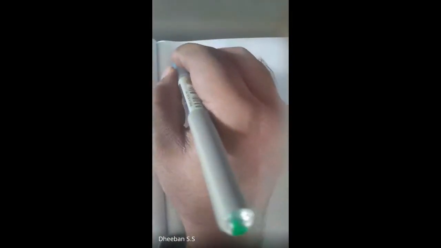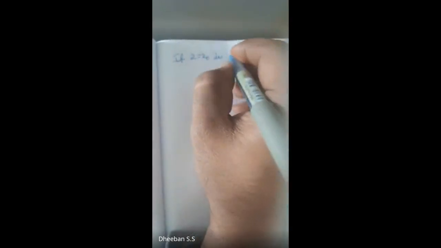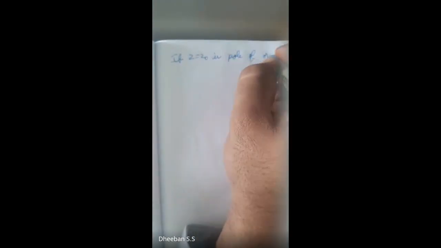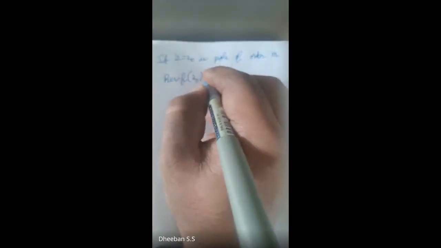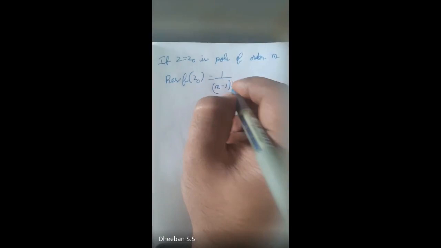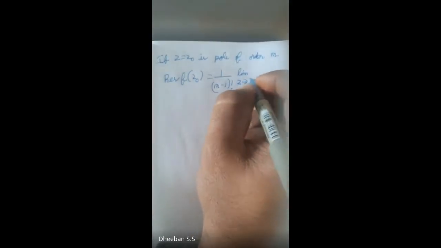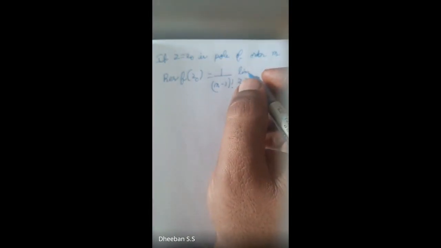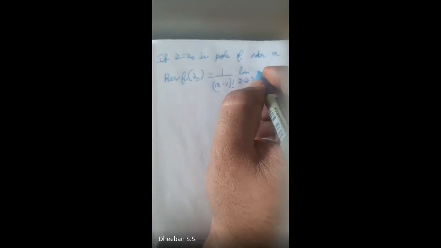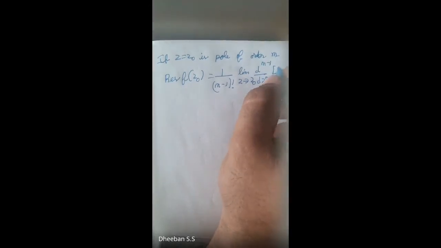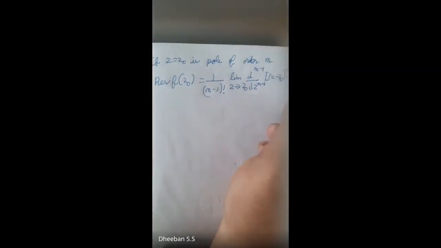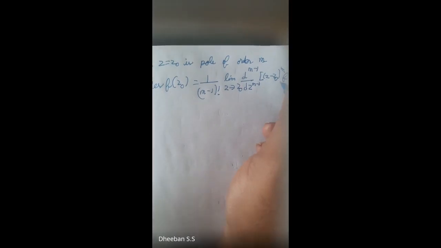So if z equal to z naught is a pole of order m, your formula will be: residue at z naught equals 1 by (m minus 1) factorial into limit z tends to z naught of d^(m-1) by dz^(m-1), that is the order of your differentiation, of (z minus z naught)^m into f of z. So this is your formula.